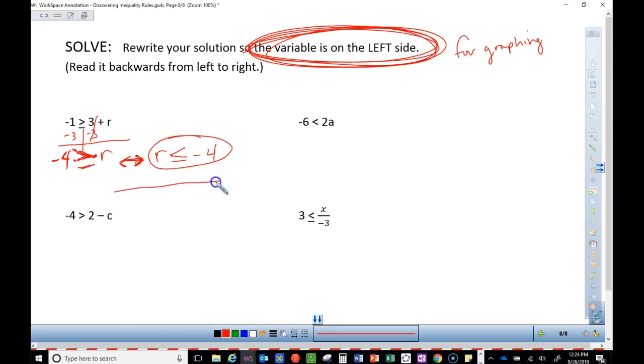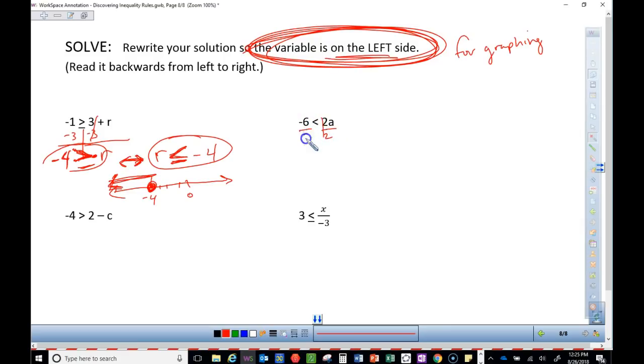Because otherwise, when we go to graph it, if we read it this way, we're going to think this says greater and we're going to go to the right. But what it actually says is -4 is greater than r, which means that r is less than or equal to -4. So this one will go this way. That's why we always want to make sure the variable is on the left. So we can solve with it on the right.